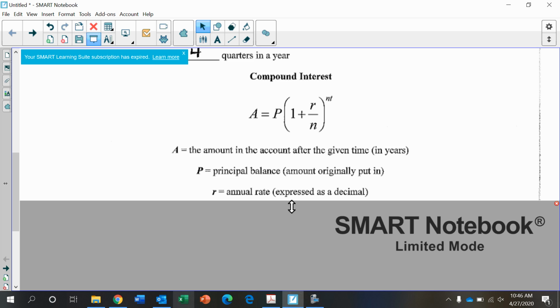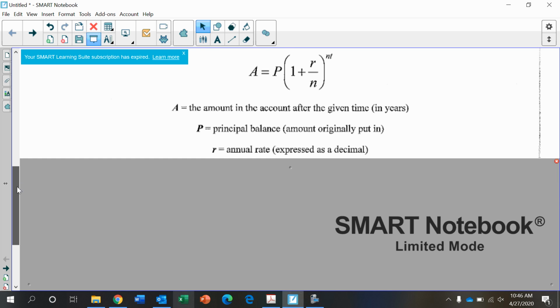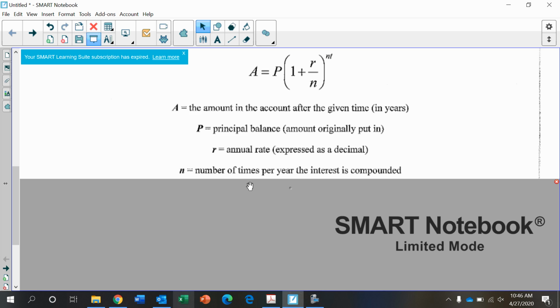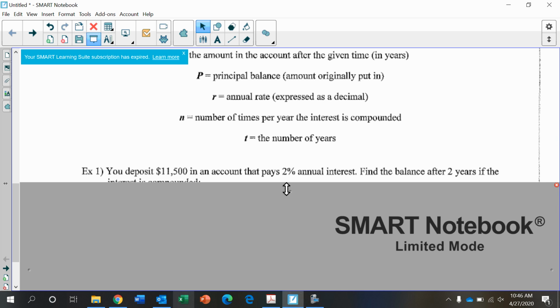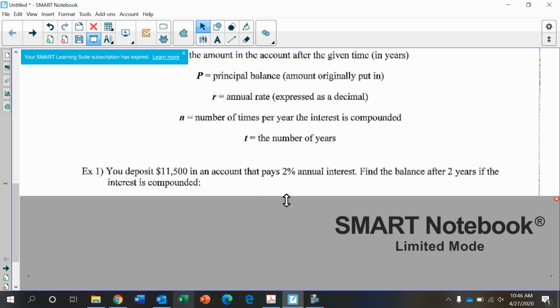R again is your rate. Nothing different with this one. If you have a percentage, you have to change it to a decimal. N is the thing that's very different. It's the number of times it's compounded. So it could be, again, daily, monthly, quarterly, weekly, okay? And then you're going to use those numbers above. T is time. Same old, same old. Okay, let's go on, okay?